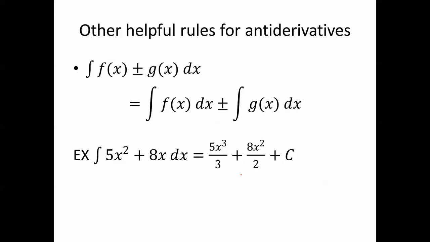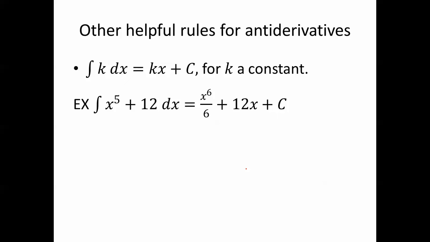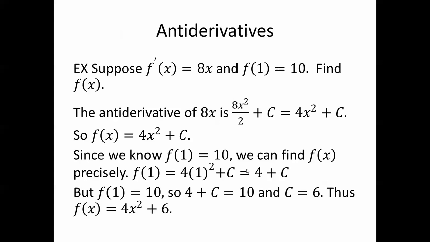So for example, the antiderivative of 5x squared plus 8x is the antiderivative of 5x squared, 5x cubed over 3, plus the antiderivative of 8x, which is 8x squared over 2. And you don't need to write plus c twice, just have one plus c. The antiderivative of k dx is just kx plus c for k a constant. So for example, the antiderivative of x to the 5th plus 12, that's going to be x to the 6th over 6 plus 12x plus c.